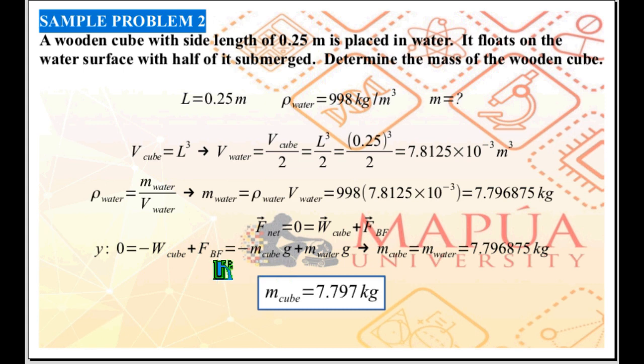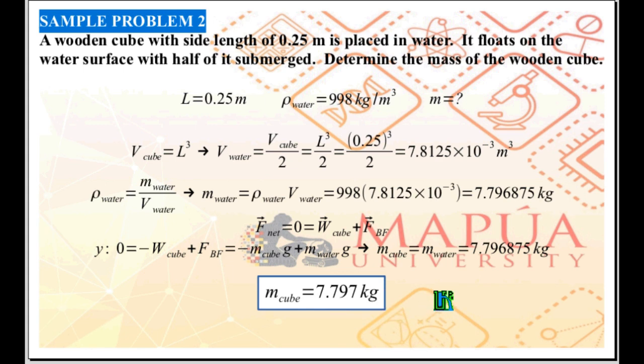Buoyant force magnitude is just the weight magnitude of the displaced fluid, in this case, weight magnitude of the displaced water. So, F_B magnitude is just M water G. The equation: negative M cube G plus M water G is equal to 0. We can cancel out G, meaning M cube is just equal to mass of the displaced water. So, mass of the cube is 7.797 kilograms.